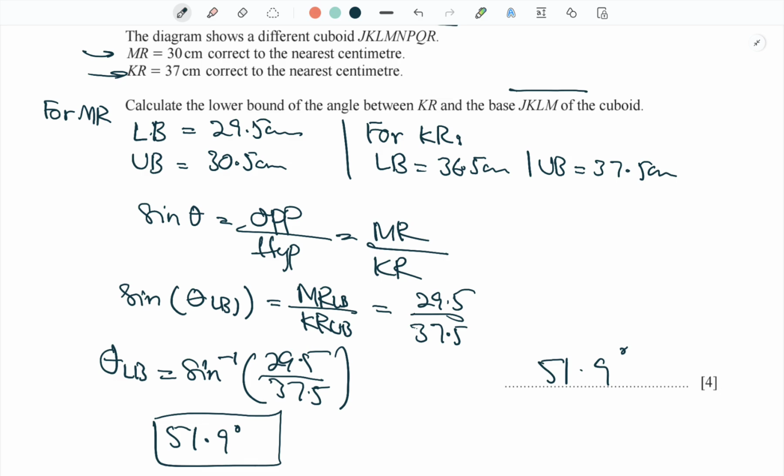And I think you have a question why we just calculate for the lower bound, why not for the upper bound? Because it's mentioned to just calculate for the lower bound.